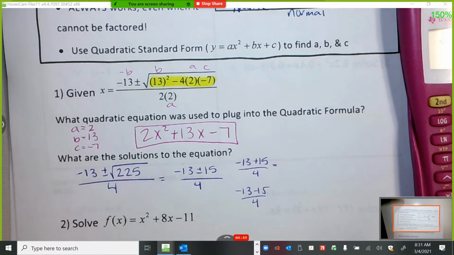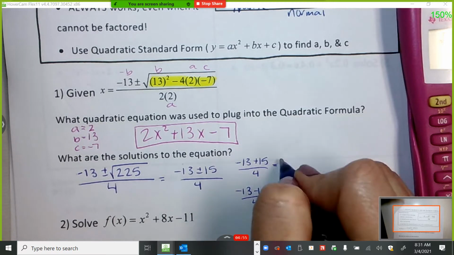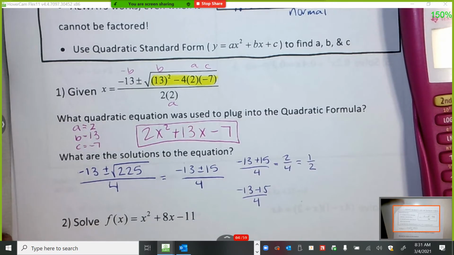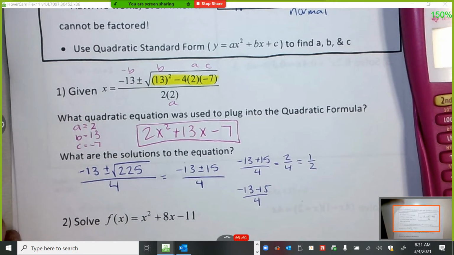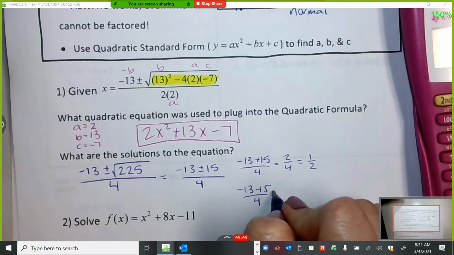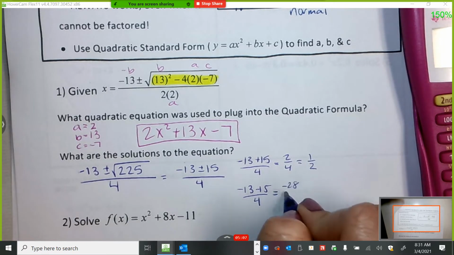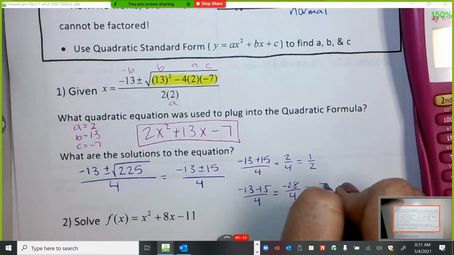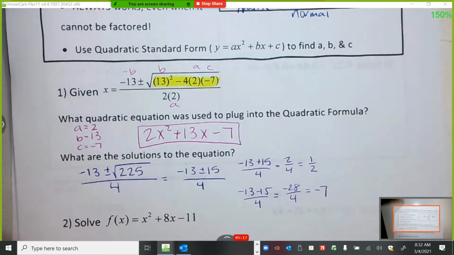Well, what's negative 13 plus 15? 2. And what's 2 over 4 simplified to? Now what's negative 13 minus 15? Negative 28 over 4. What does that simplify to? So there are my two answers.